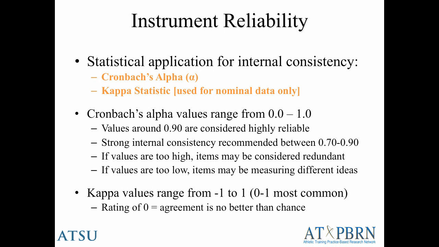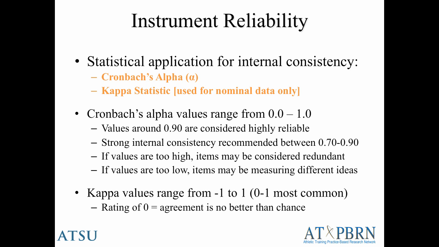Internal consistency is most often measured by Cronbach's alpha. Again, we are not going to focus on the specifics of this statistical test, but it is important to understand how to interpret Cronbach's alpha when appraising the available evidence. Cronbach's alpha values range from 0 to 1. The higher the alpha value, the higher the internal consistency. In particular, values around 0.90 are considered to be highly reliable. Furthermore, an instrument is considered to have strong internal consistency when the Cronbach's alpha value is between 0.70 and 0.90.